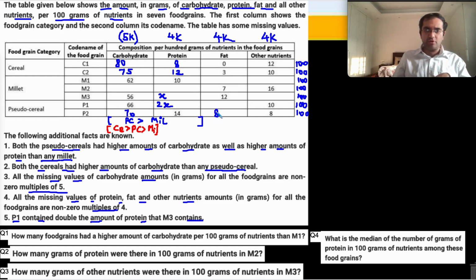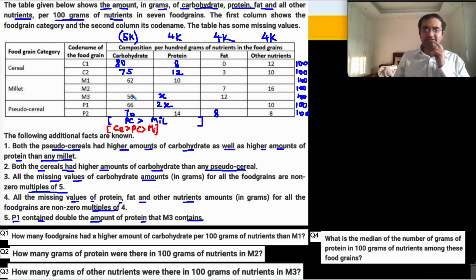70 and 8. Can there be anything else? 75 and 3, and after that it is not possible. So 3 cannot come over here. So this also has been fit in 70 and 8. I have got one more set of values. Okay. This is working out very well so far and I am still in the carbohydrate section, where I use pseudo-cereal is more than millet.